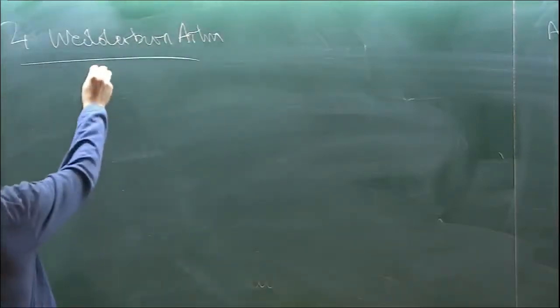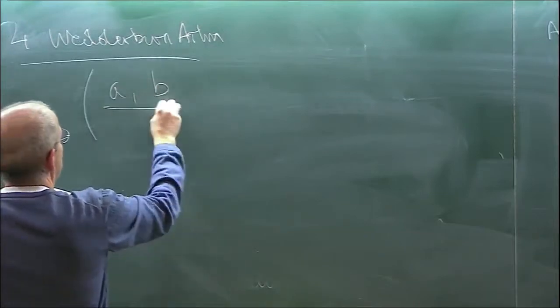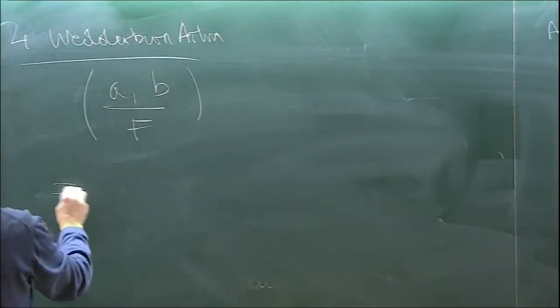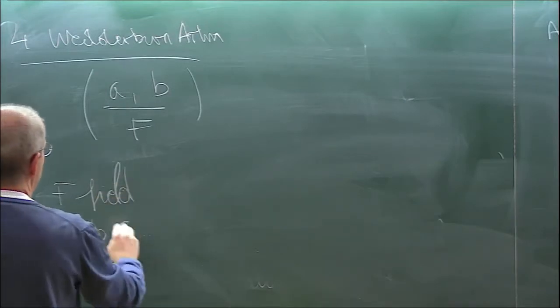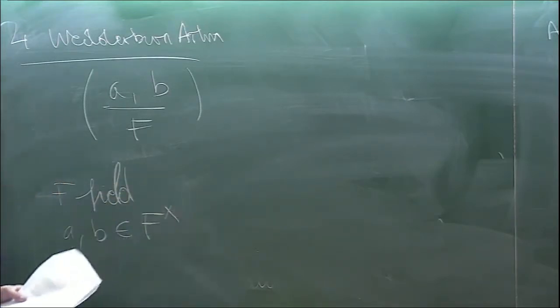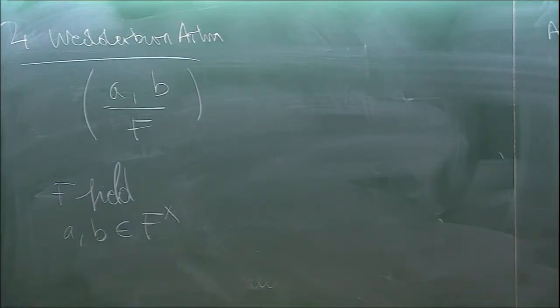So I have to explain to you what this is. There is a field. A and B are non-zero elements in the field. And by this I mean the quaternion algebra with parameters A and B.